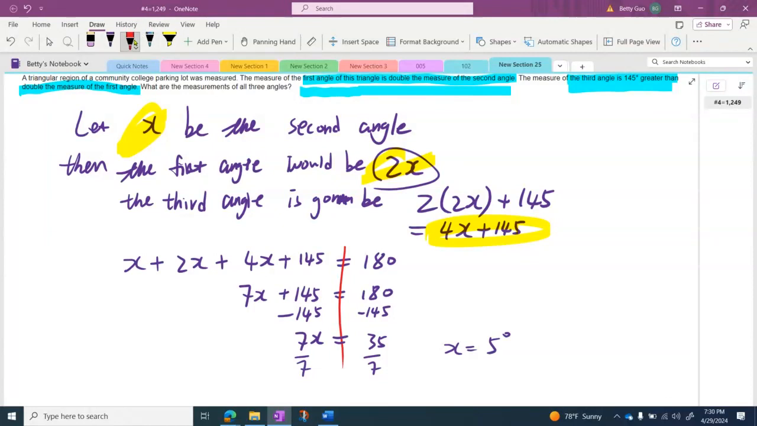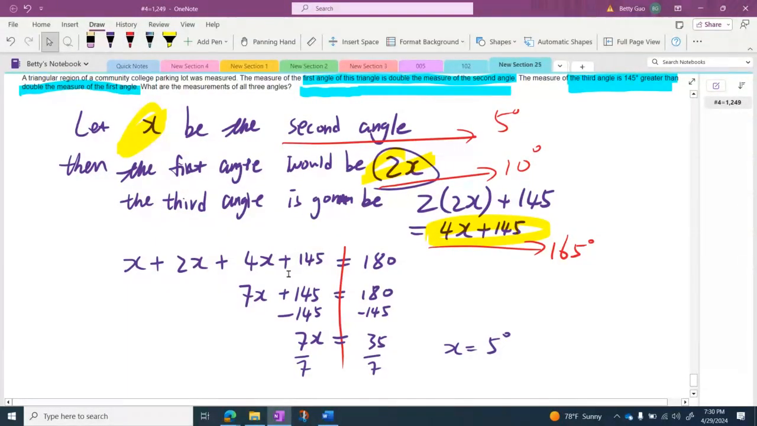So that means the second angle is 5 degrees. First angle is 10 degrees. Third angle is 4 times 5, which is 20. 20 plus 145 is 165 degrees. Yep.